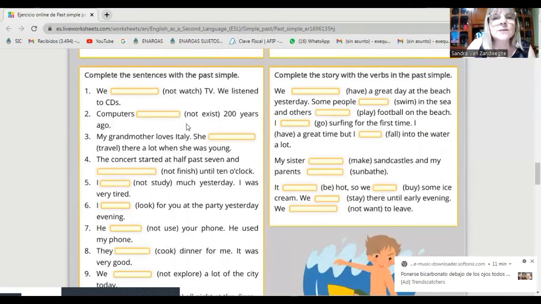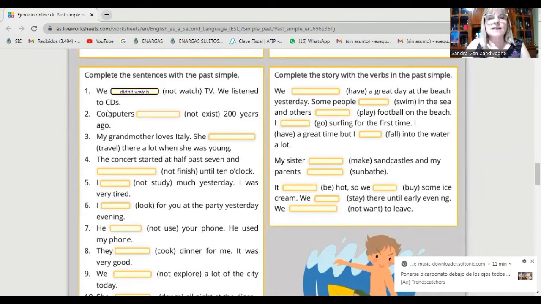Complete the sentences with the past simple. We not watch. We didn't watch TV. We listen to CDs. Computers not exist. Didn't exist. Ya saben que cuando uso los auxiliares, el verbo va en forma base. 200 years ago. My grandmother loves Italy. She traveled there a lot.